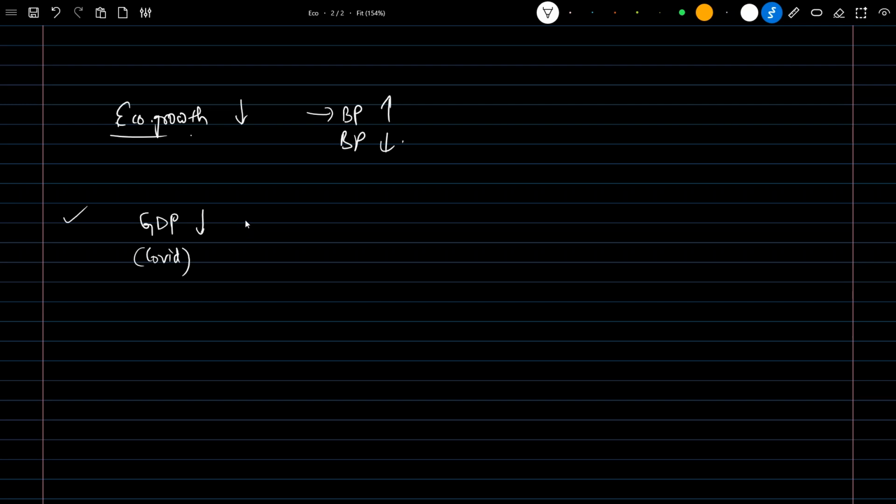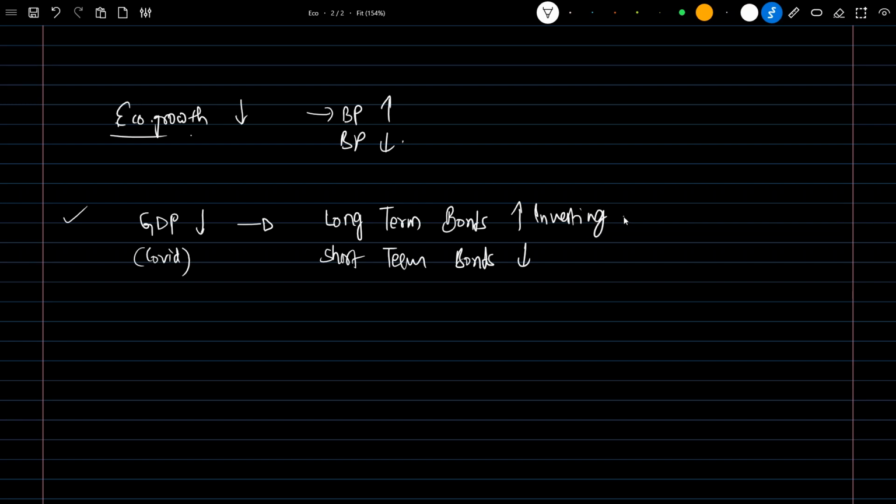If GDP is decreasing, just remember the news which was present all over the nation at that time: many people were investing in long-term bonds, and less in short-term bonds. So this is the news which happened. So why were people more interested in investing in long-term bonds rather than short-term bonds?